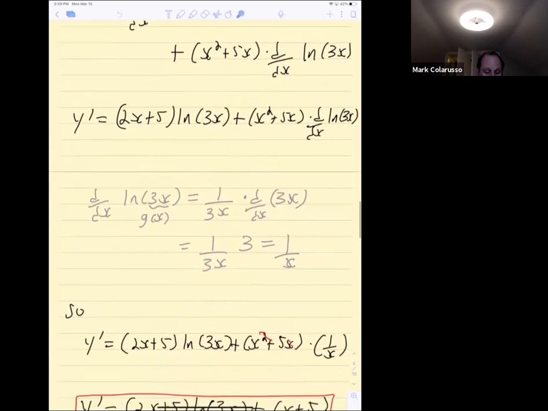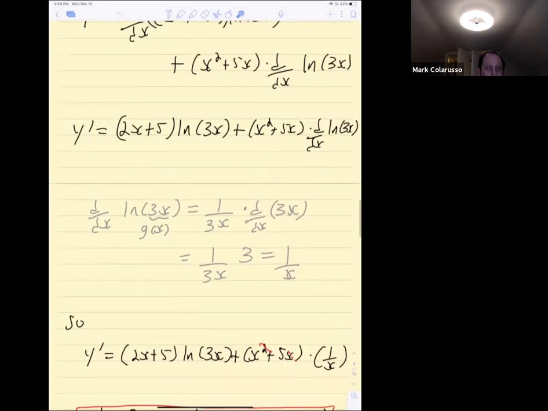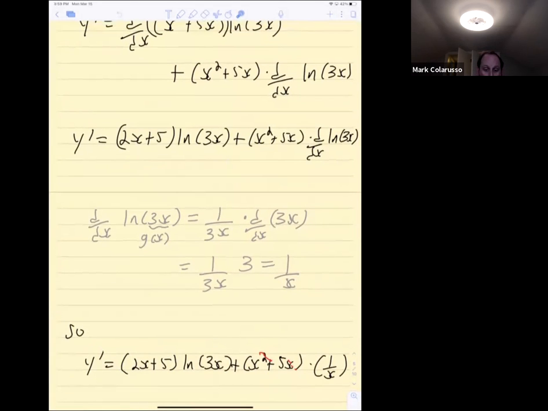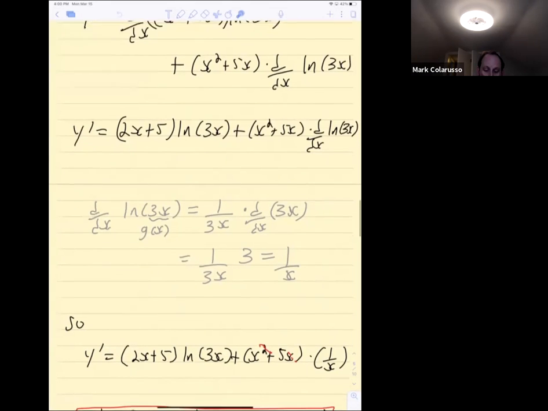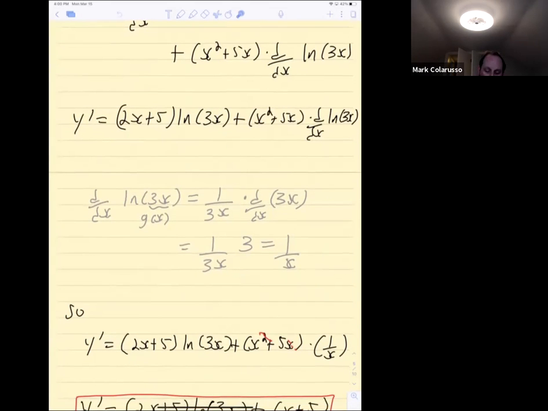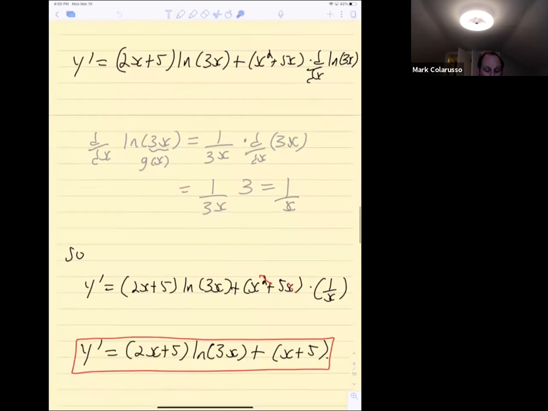x. So we put that in, and for y prime we get 2x plus 5 times ln 3x, that was the first term, plus x squared plus 5x times the derivative of ln 3x, which we computed here, it's 1 over x. Then you could do some cancellation here. So this 1 over x can cancel with this x here, and it can cancel with this x squared to give you an x. And so when the dust settles, you get that y prime is 2x plus 5 times ln of 3x plus x plus 5.